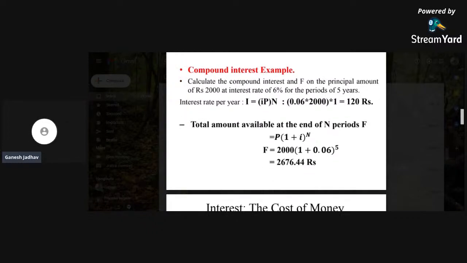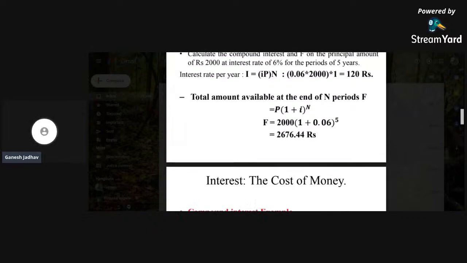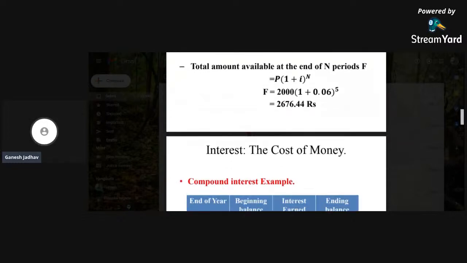So we require to calculate this particular example. I is equal to i p into n. What is I? I is the interest rate. So from the formula, we have to calculate the future value, that is F is equal to P in bracket 1 plus I raised to n. So what is n? N is the number of periods. In the above example, the value of n is equal to 5.